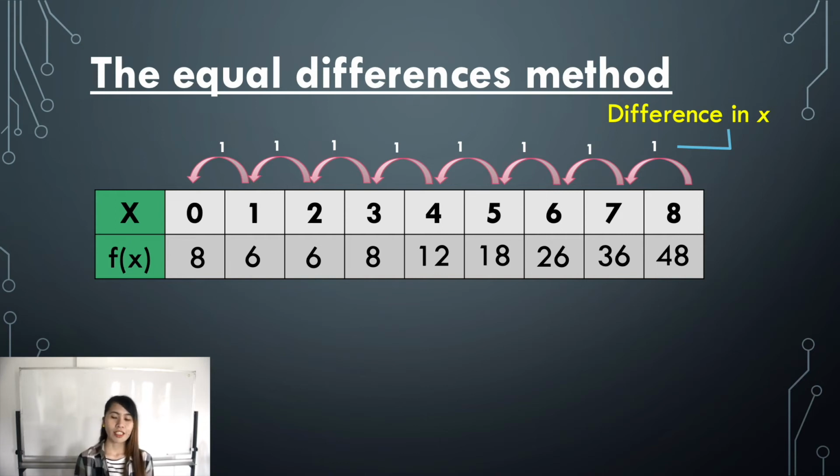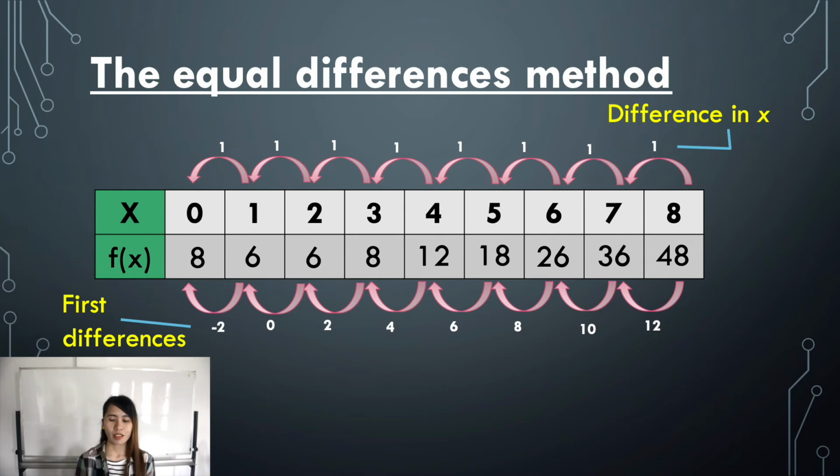How about the difference in f of x? So let's try. 48 minus 36 is 12, 36 minus 26 is 10, 26 minus 18 is 8, 18 minus 12 is 6, 12 minus 8 is 4, 8 minus 6 is 2, 6 minus 6 is 0, and 6 minus 8 is negative 2. As you notice, our first differences in f of x are not the same.